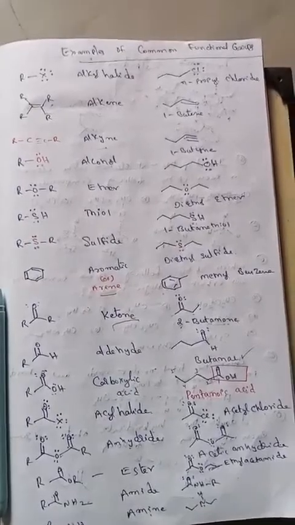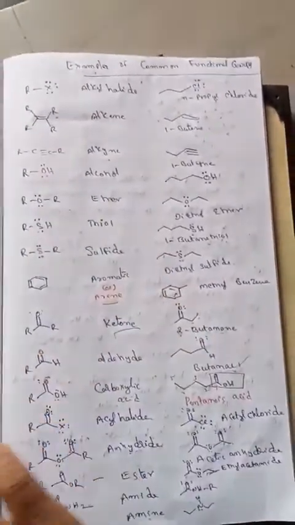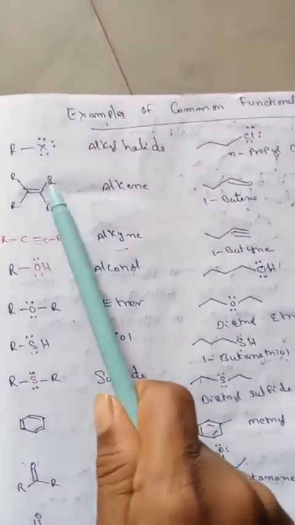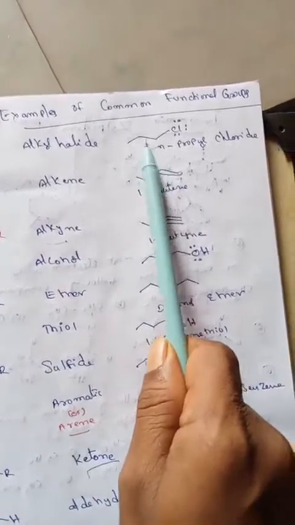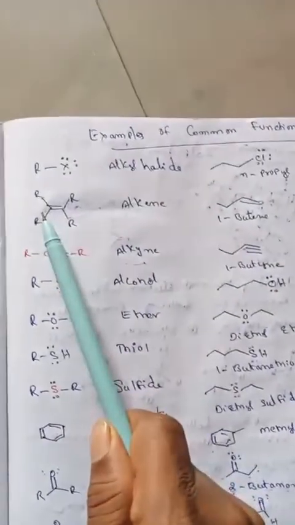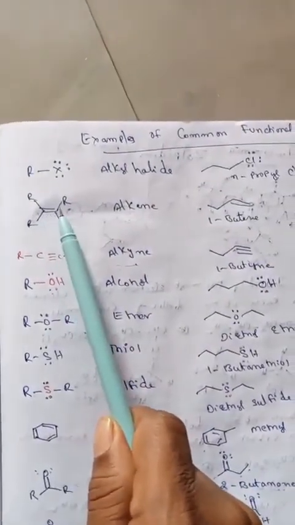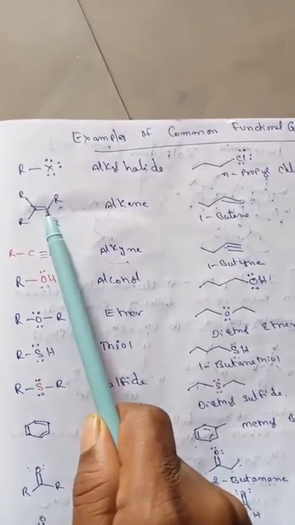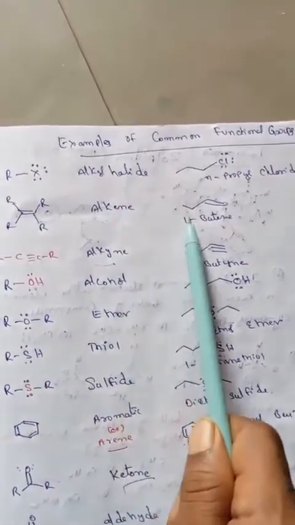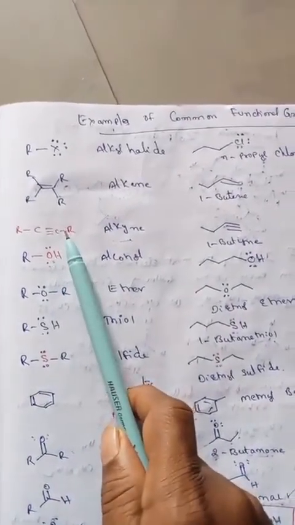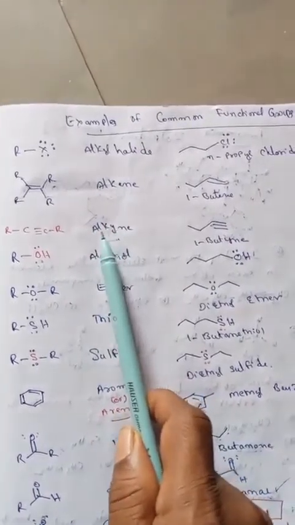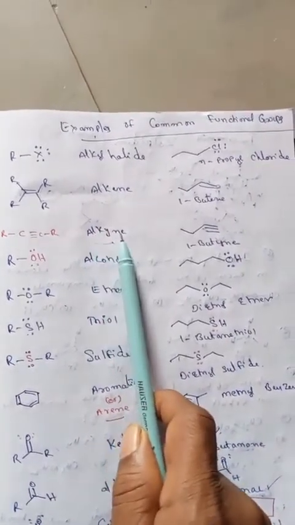RX is nothing but alkyl halide, very important. Example, n-propyl chloride. And where a double bond is there, it is sp2 hybridization, alkene. An example is 1-butene. If a carbon-carbon triple bond is there, according to IUPAC we call it alkyne.